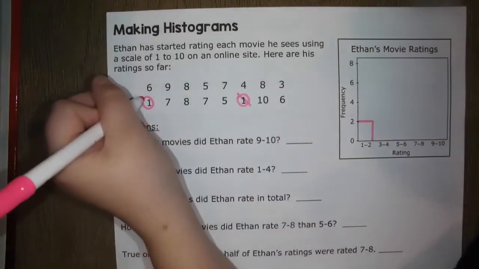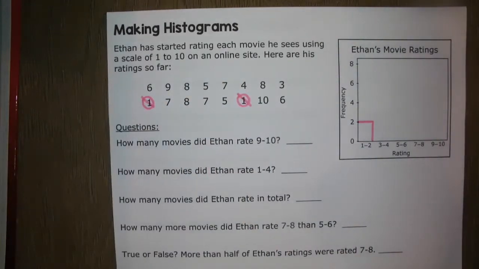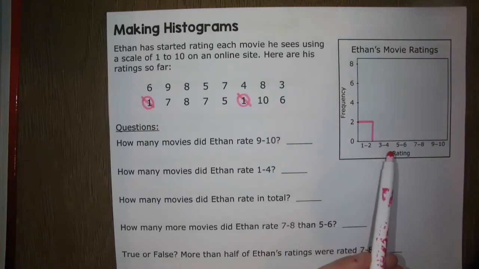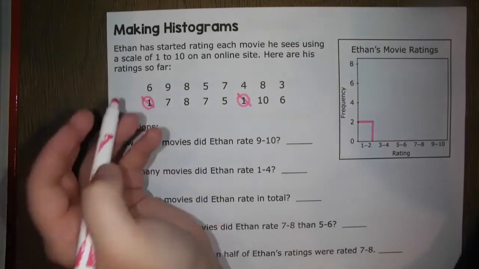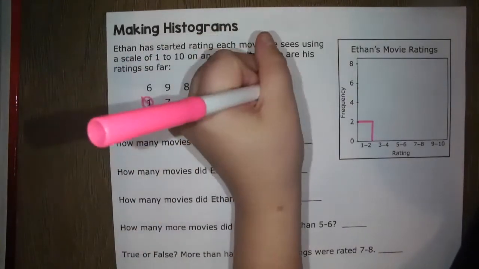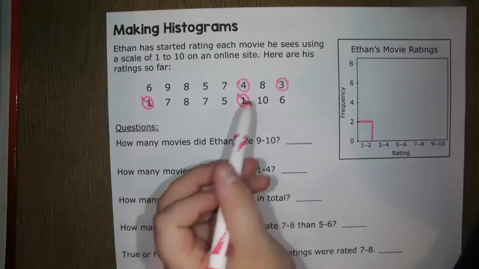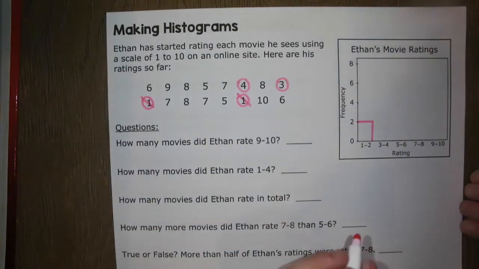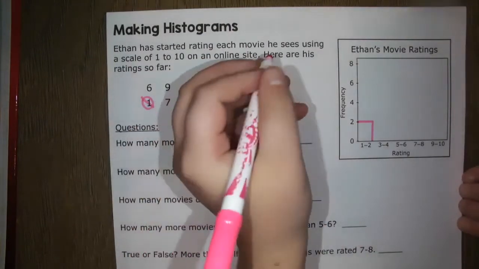I'm going to cross these out so I don't confuse them later on, and I'm going to go to my next interval, which is 3 to 4. So I'm going to look for all the ratings between 3 and 4. So you see a 4 and a 3. Just 2 again. So that is how frequently a number from 3 to 4 occurs.